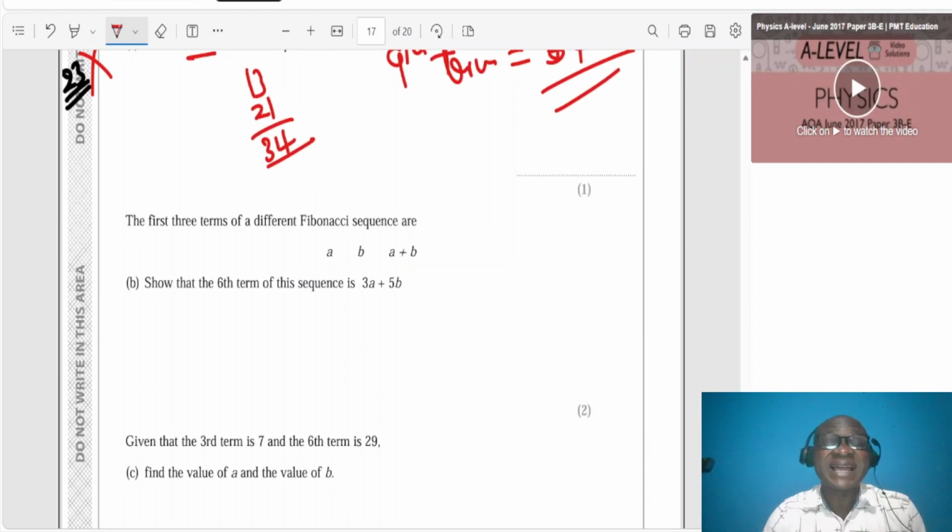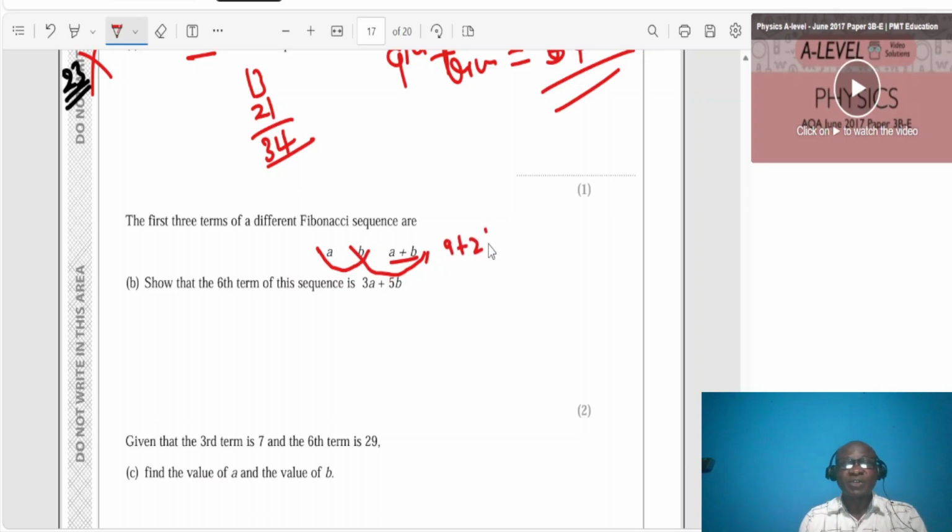Now look at what you are asked to do in B. You see another different Fibonacci sequence. Therefore, if you add A and B, you will get A plus B. Can you see it now? Yeah. Then watch out, follow me. If you add B and the A plus B, that is the second and the third, you are going to get the fourth one as A plus 2B. Do you agree? Yeah. That is B plus B.